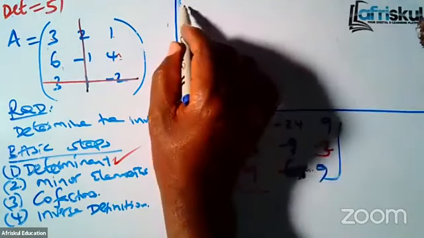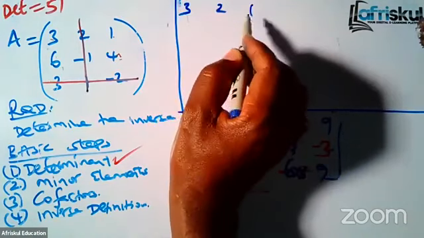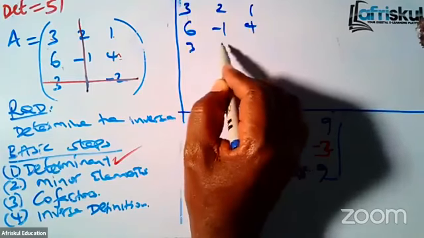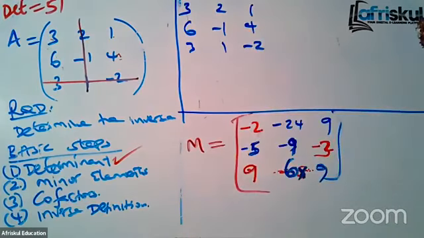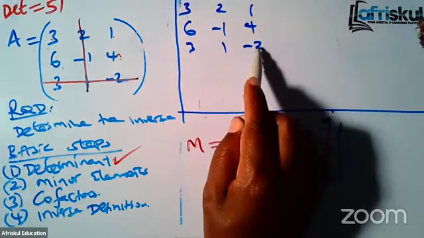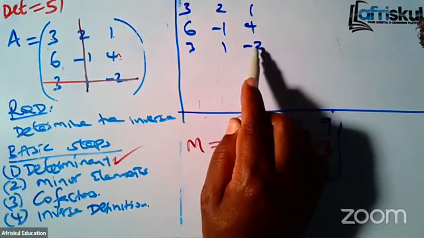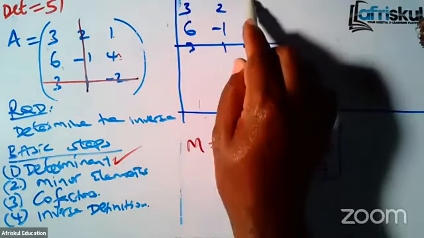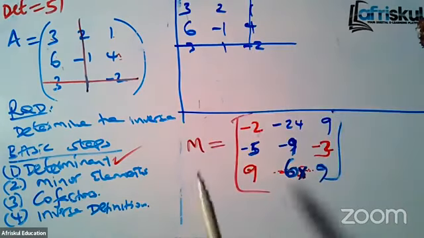So here we have the matrix 3, 2, 1; 6, minus 1, 4; 3, 1, and then minus 2. What do they want us to do? They want us to give them the minor element of this. What is the rule? The figure whose minor element you want, you hide it row-wise and column-wise, and then you'll be left with this sub-matrix. From the definition, a minor element is the determinant of the sub-matrix left.